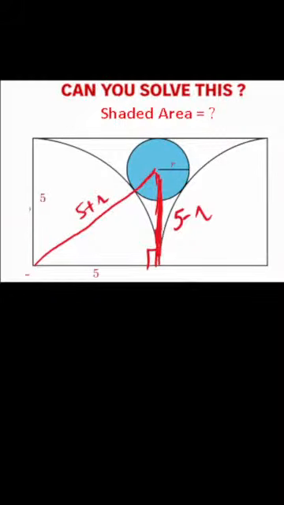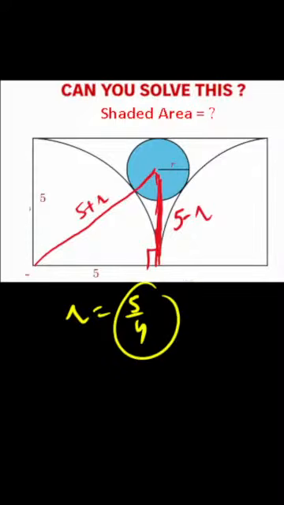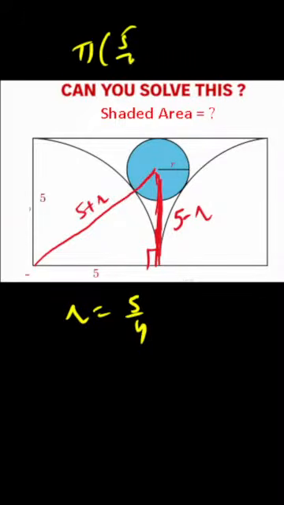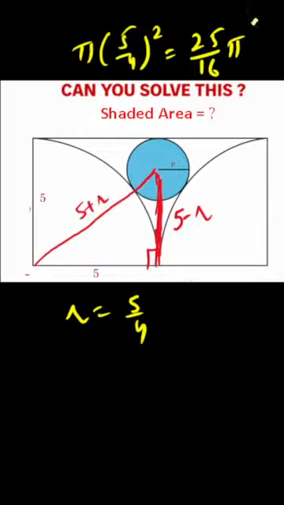Now apply the Pythagorean theorem on this triangle, and using the Pythagorean theorem you will be getting the value of R as 5 by 4, or you can rewrite it as 1.25 also, as Adarsh has mentioned, right? So you have the value of R. You can solve for the area of the circle directly, which is pi R square. So pi 5 by 4 square, which is going to be 25 by 16 pi.